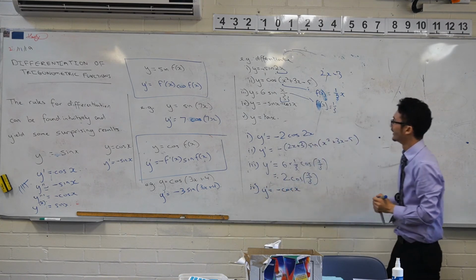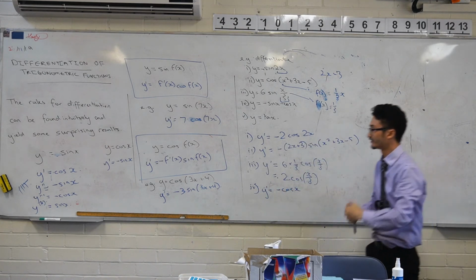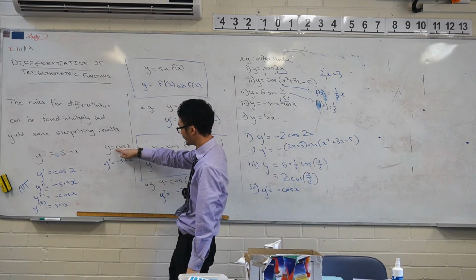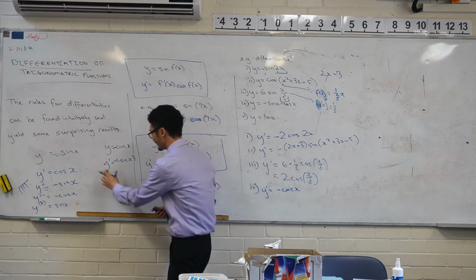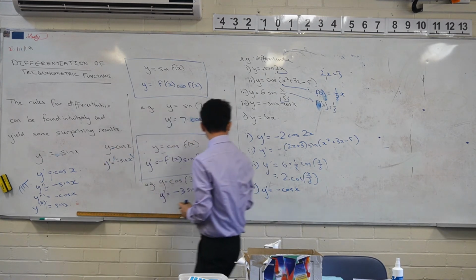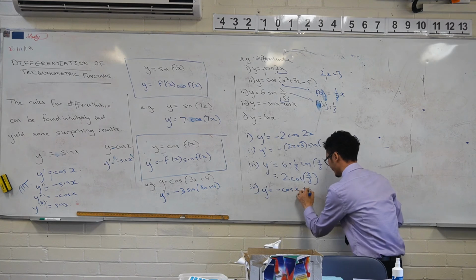Okay. And what about the next bit? Plus sine of x. Exactly right. Same thing, right? If you have minus cos of x, that would just be negative sine of x, which is just a positive. Okay? So that would just be plus sine of x.